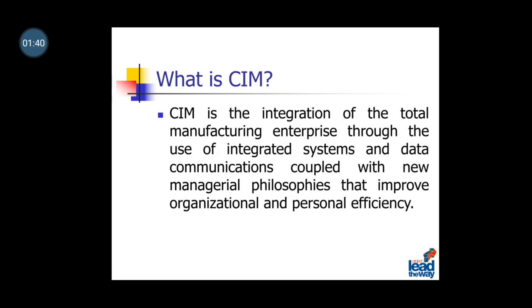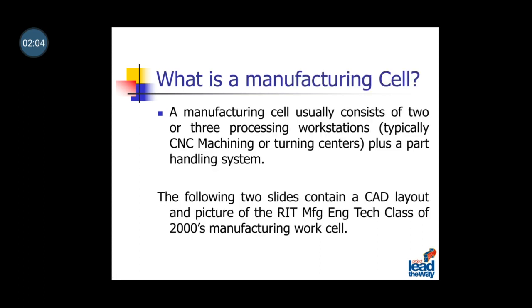CIM is the integration of the total manufacturing enterprise through the use of integrated systems and data communications coupled with new managerial philosophies that improve organizational and personal efficiency. Now you can understand the importance of FMS in the implementation of CIM. When CIM talks about the integration of the total manufacturing enterprise, FMS becomes the very element of it.